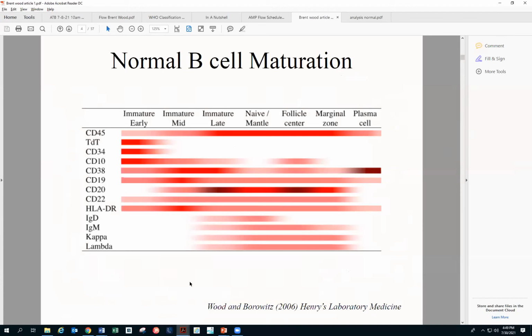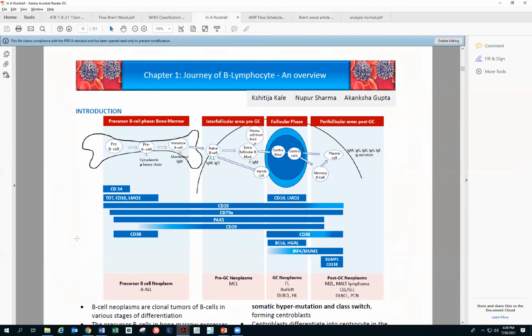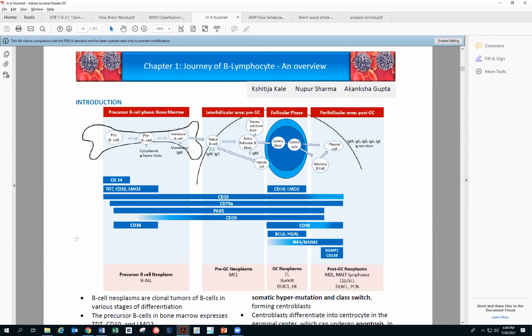So, normal B cell maturation. Before we do that, let's see this. This is from our book, and it shows how and where the antigens lie and what happens to them. First, let's see what's going on at the top here. This is the bone marrow box. This is the interfollicular, that is the pre-germinal center box. This is the follicular, that is the germinal center box, and this is the post-germinal center box.